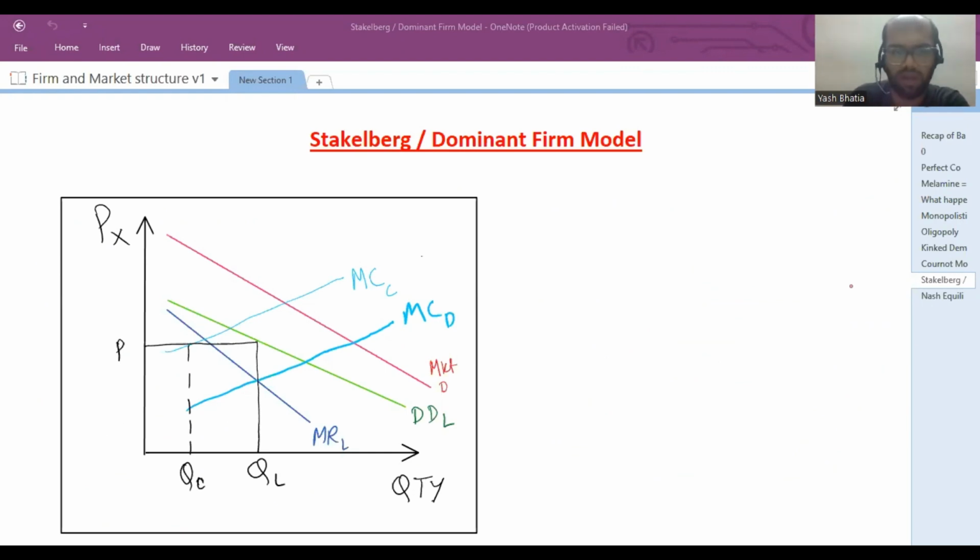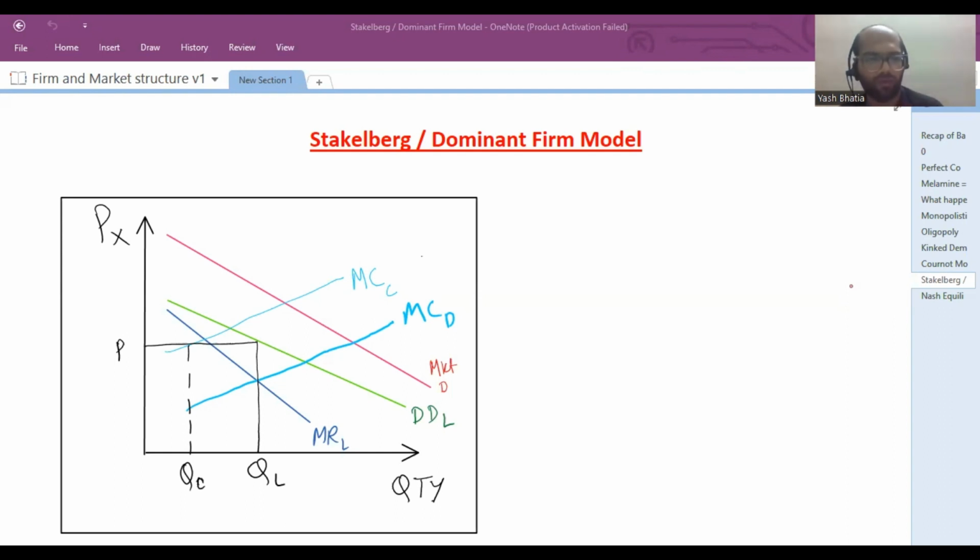So now let's start with another model in the oligopoly structure, which is the Stackelberg or dominant firm model. In a nutshell, this model states that there is one dominant firm in the market which controls most of the market share. There are other competing firms whose market share is very small and does not match the dominant firm's market share. The dominant firm is the firm whose output is so large that even if you sum up all the output produced by the competitors, it won't match the output supplied by the dominant firm.